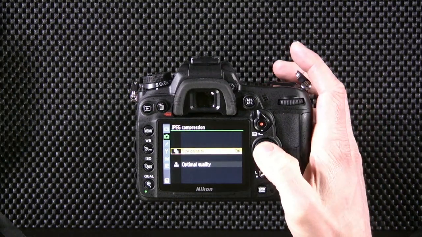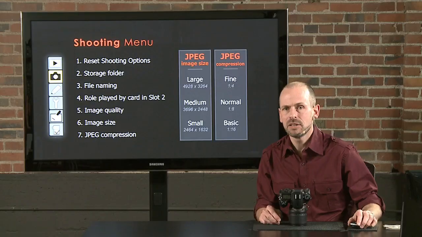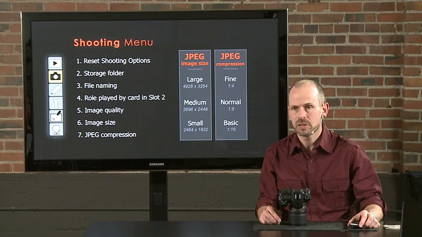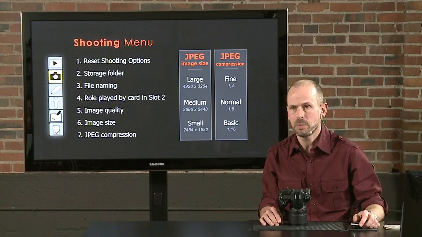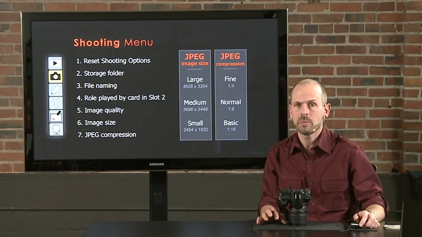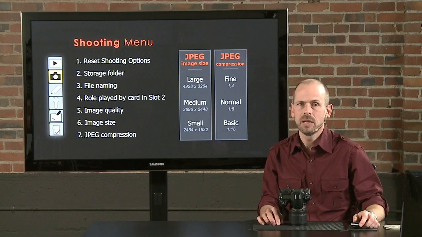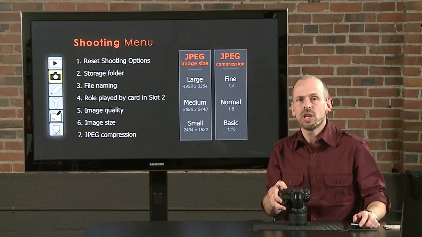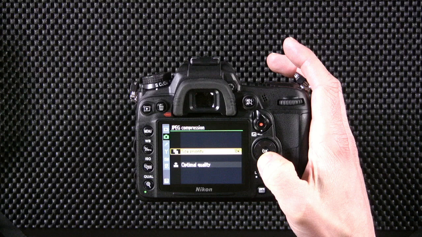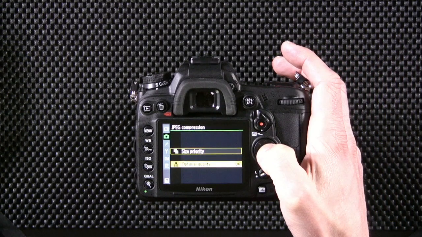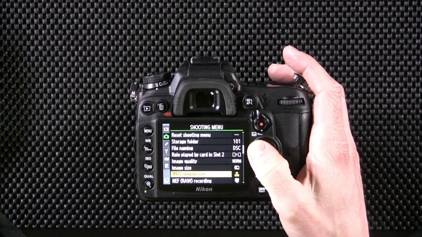Now, how much should you compress your images? Well, in general, you want to leave them as uncompressed as possible so that you get as much detail out of them. If you shoot RAW, this doesn't matter. This is only applying to people who are shooting JPEG. If you are shooting JPEG, I recommend large, fine quality. This final JPEG compression setting has size priority or optimal quality. I would leave it at optimal quality so you get the best quality images possible.